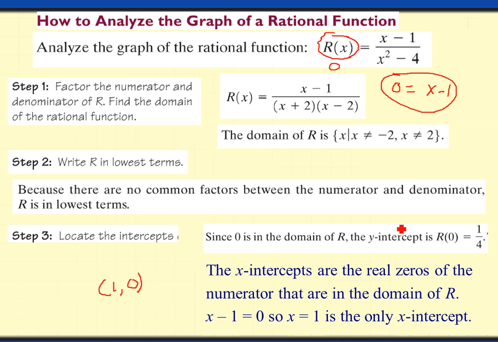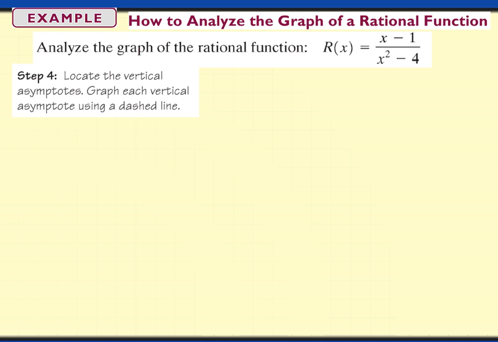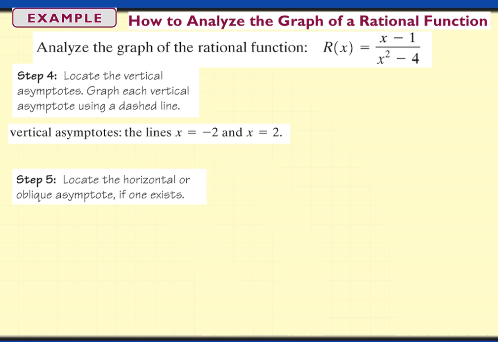So we have 2 points that we can graph now. Here we had x is 0 and y is 1/4, our two intercepts. Well, let's locate the vertical asymptotes, and because we already had that denominator in factored form previously, we knew that we had a vertical asymptote at x equal -2 and x equal +2 from work we've done in the previous section. And we locate the horizontal asymptotes or oblique asymptotes.